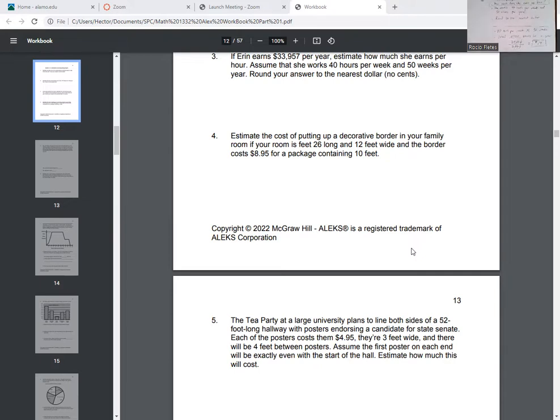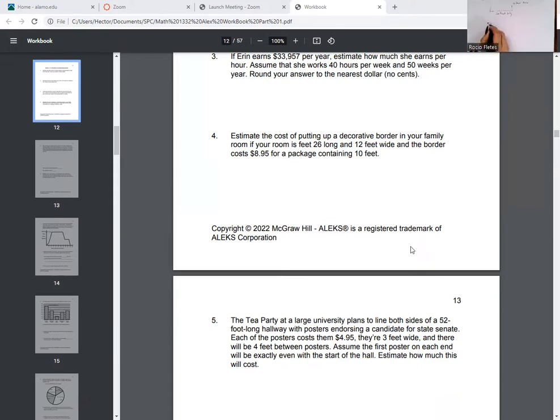Okay, so let's do number 4. It says, estimate the cost of putting up a decorative border in your family room. Okay, so we have a family room that is 26 feet long and 12 feet wide. And the border costs $8.95 for a package containing 10 feet.